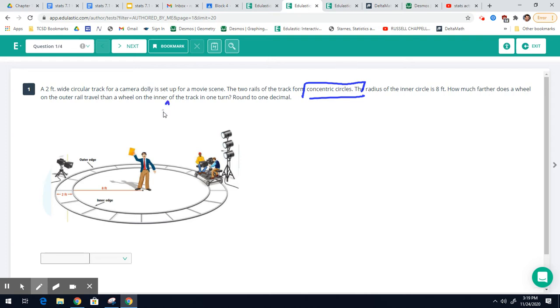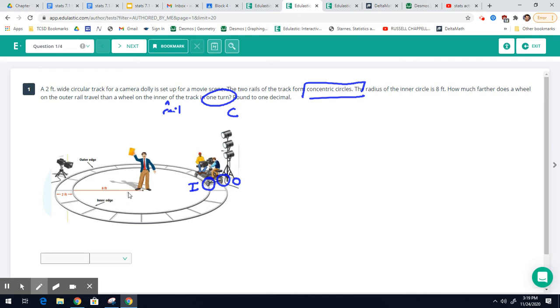This should say inner rail of the track. In one turn, round to one decimal. So one turn means circumference, right? So there's a distance that each wheel travels. So here's the inner wheel, here's the outer wheel. Obviously, because the outer one's farther away, it's going to be a little bit longer. How much longer is it?